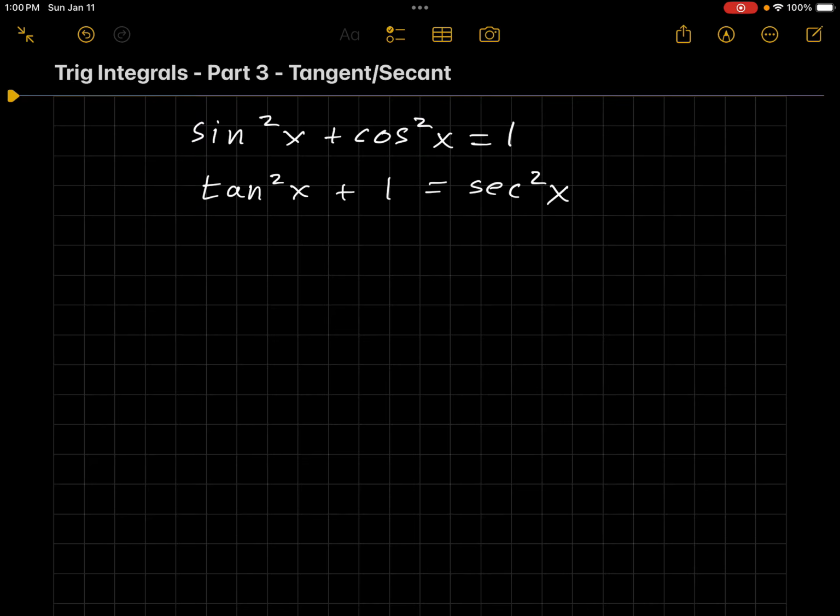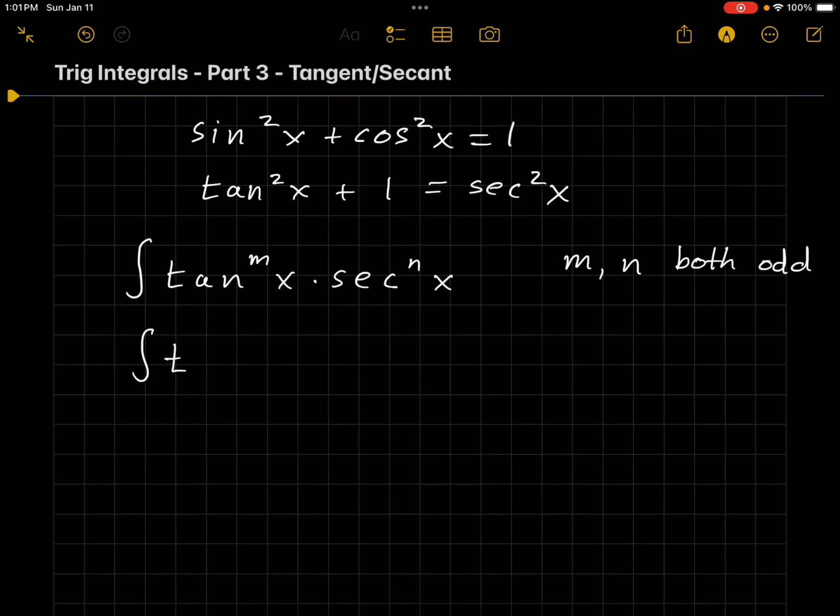Let's look at two different types of integrals that have tangent and secant in them. So what if we have tangent to the m of x times secant to the n of x, where m and n are both odd? An example would be tan cubed times secant to the fifth of x.